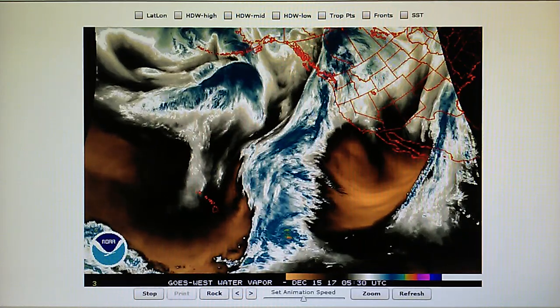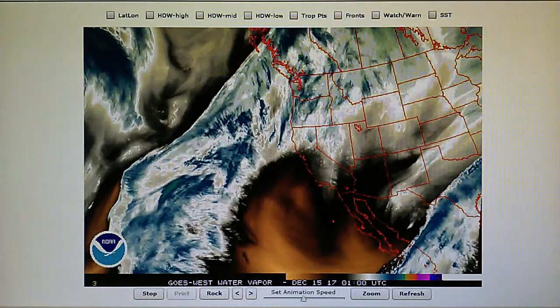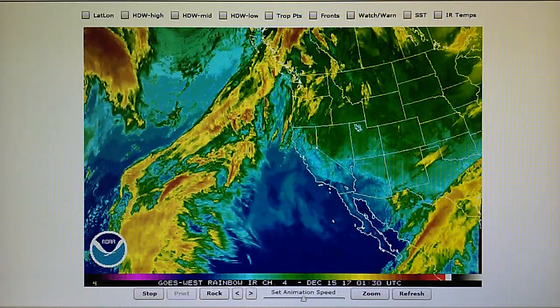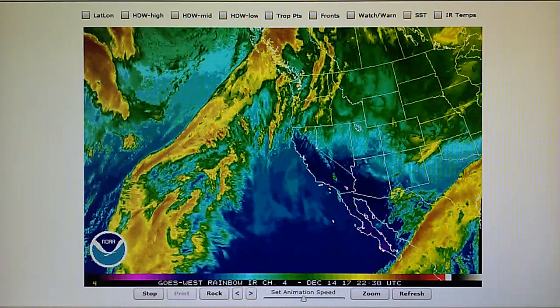All right, so that's pretty much it. And you've seen all the maps. Just leave it right there, and we'll do another update later. That's it.